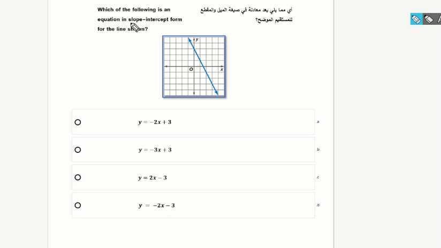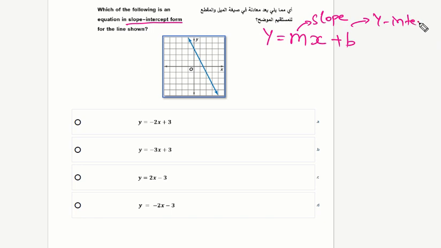This question is about slope intercept form, which is y equals mx plus b. m is the slope, b is the y-intercept. So the first thing you will look for is the y-intercept, which is here. This point is 0, 1, 2, 3. So b is 3.